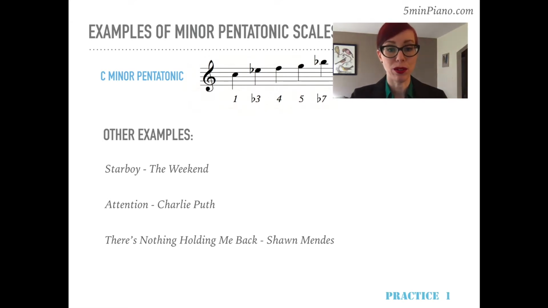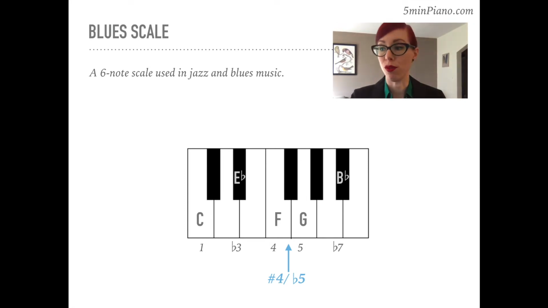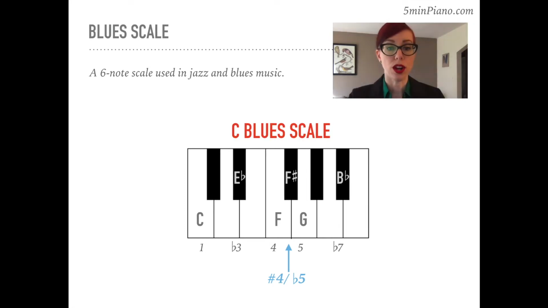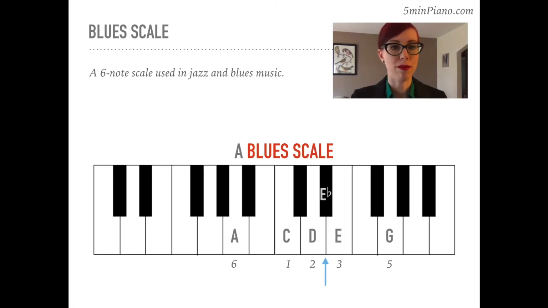Let's talk about the blues scale. If we take a minor pentatonic scale, it's almost a blues scale already. We just need to add one extra note in between the 4th and 5th notes. So start on any note and use this formula: 1, flat 3, 4, flat 5, 5, and flat 7. And if you're using my relative minor trick, here's an A blues scale.